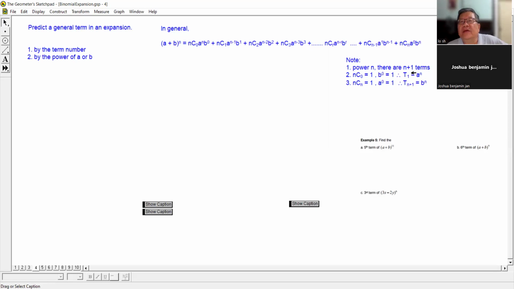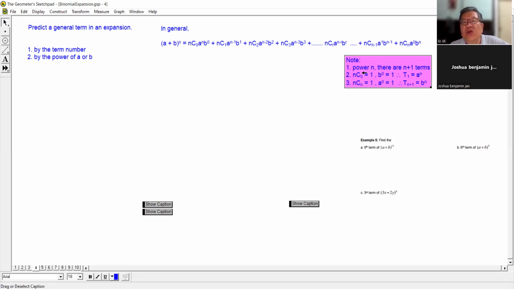Okay, then something that you need to note here is if you have a plus b to the power n, then there will be n plus 1 terms. Let's say if there's a plus b to the power of 6, then there will be 7 terms. a plus b to the power of 10, then there will be 11 terms. So this is the first thing that you need to know.